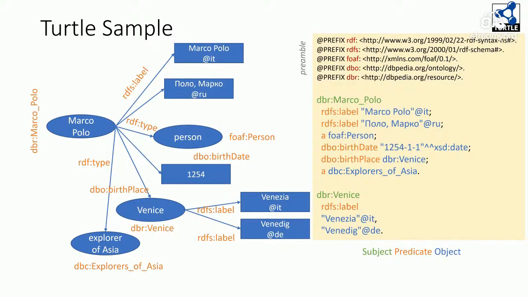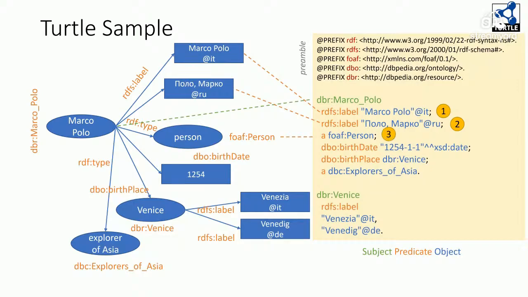So here is how we can represent some data about Marco Polo with Turtle. First, we define some prefixes. Then our subject is Marco Polo. He has a couple of labels in two different languages. And again, note that here we are dealing with higher level concepts, not with linguistic labels. We are free to attach to each concept as many labels as we want in any language.